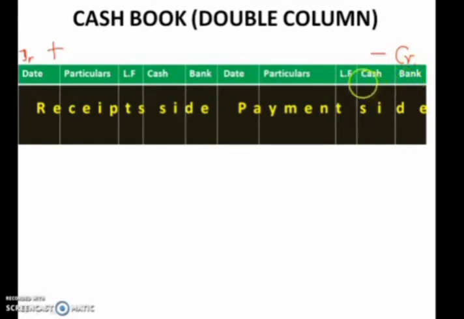So those transactions in which banks or checks are dealt will be shown under the bank column, and where cash is being transacted will be shown under the cash column. So this is your receipt side and this is your payment side. Now let us do a problem.